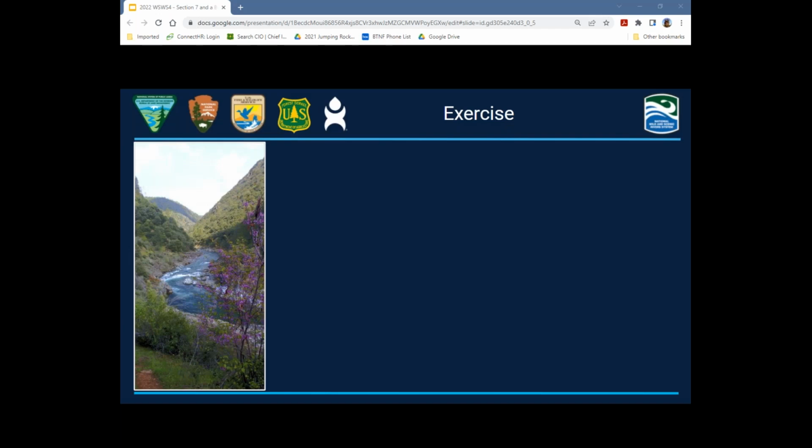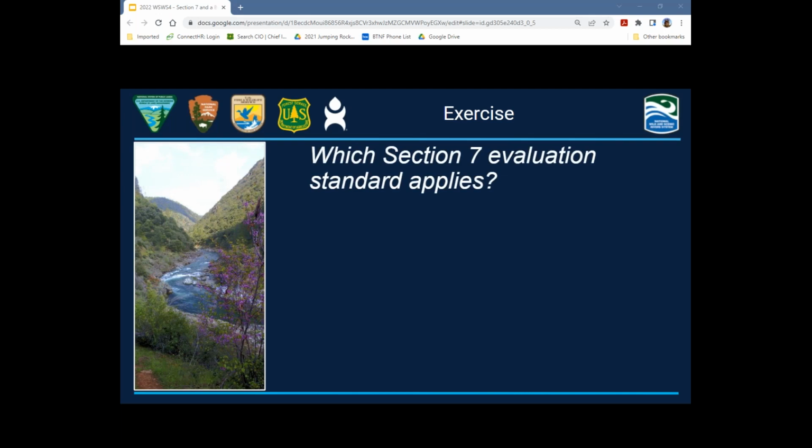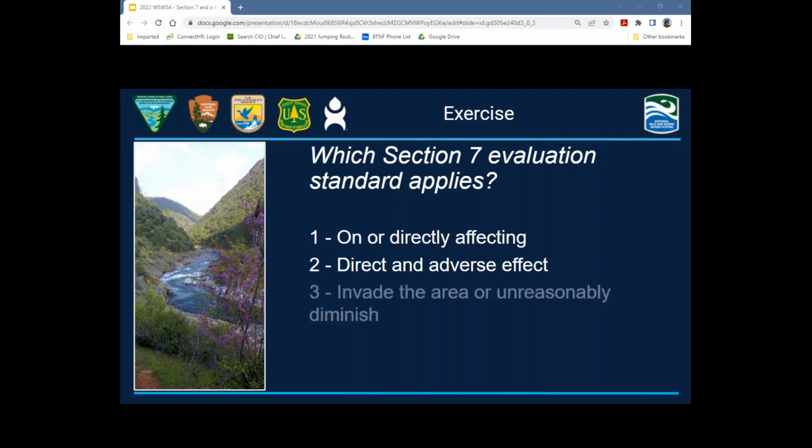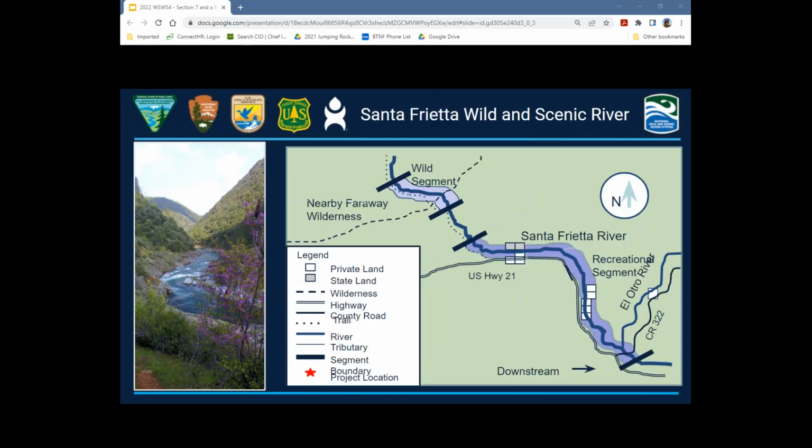Just to break up the monotony of being in a training today, we'll give you 3 scenarios on a fictitious river. Your task is to determine which Section 7 evaluation standards apply. Please refer to the Santa Frietta handouts that are on your speaker, on your little box there, under the handouts, or otherwise they're going to be up on the screen as I describe the general description of the situation. You're going to be asked to figure out whether the standard is 1, on or directly affecting, 2, direct and adverse effect, 3, invade the area or unreasonably diminish, or 4, invade the area or diminish. So what we got.